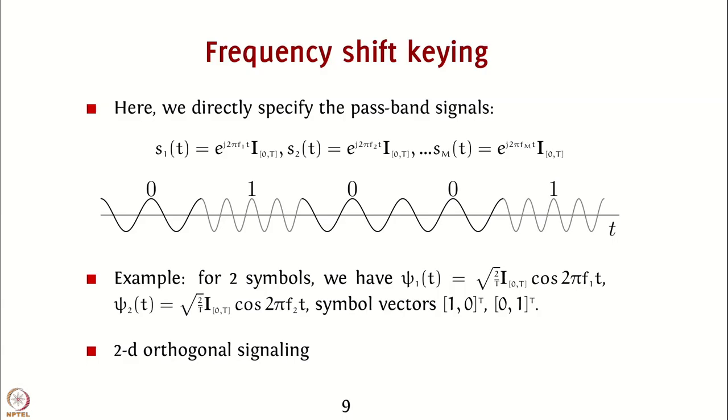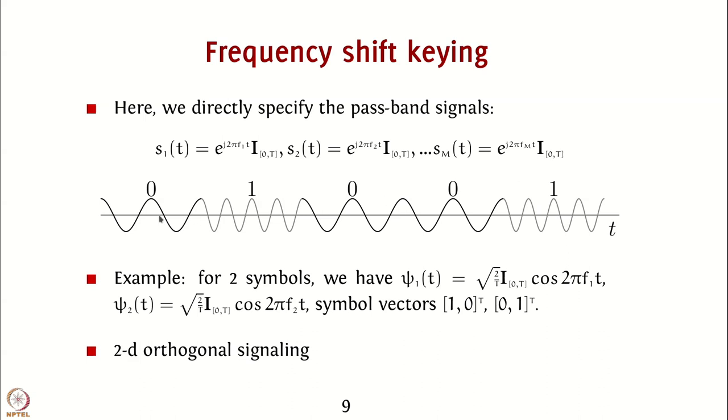The last basic digital modulation format that we will be looking at is frequency shift keying, wherein change in the frequency of the signal is used to convey information. For a simple description of an MFSK system, you can define S1 of t as e power j 2 pi f1t times I0t, indicating that this I0t limits this function to between 0 and T. In other words, S1 of t is this e power j 2 pi f1t between 0 and T and 0 elsewhere. S2 of t is e power j 2 pi f2t within the duration of one symbol. So this I0t is essentially a rectangular pulse between 0 and T. Similarly, Sm of t is e power j 2 pi fmt I0t.